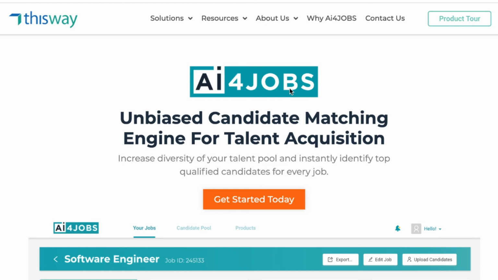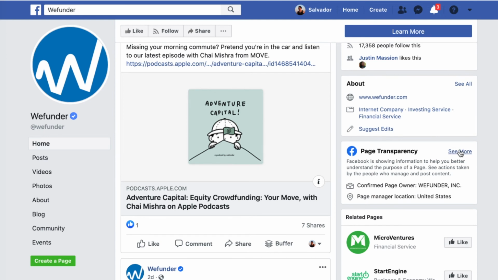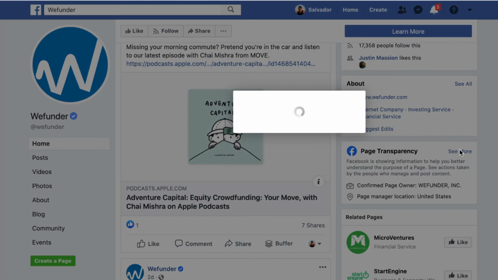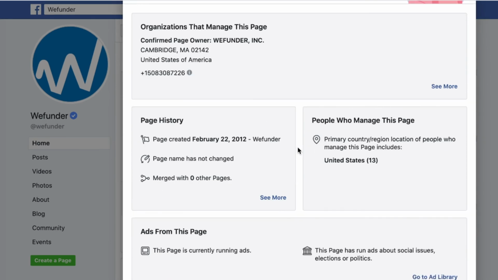I don't know about their marketing and how that's working. But one of the things I do when it comes to heavily investigating companies is I'll go and check out the platform itself. So if we look at this platform, you can see WeFunder. This is their Facebook page. If you go to the right corner here and go to page transparency and click see more, this is going to give you a lot of really good data when it comes to the page.